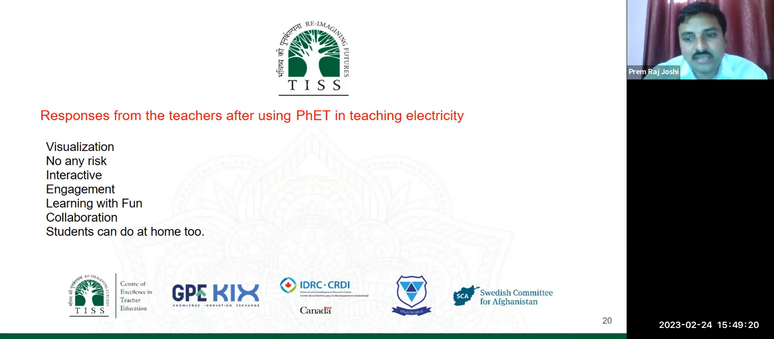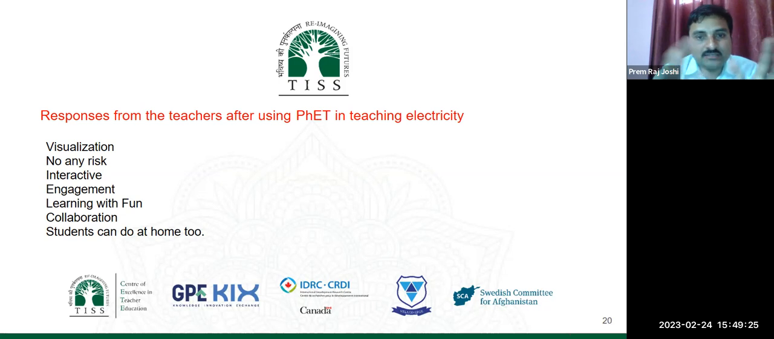The common responses that the teachers gave after implementing the PHET simulation throughout the action research, because they were also engaged with me for a long time. What they have said is that PHET has really increased visualization, because if we are teaching in a theoretical way, it is very abstract in nature. So one of the very big advantages is the visualization, right? A student can see, for example, the direction of the current and electrons, where the current is flowing, where the electron is flowing. There is also no kind of risk, right? But in lab-based activities, we need to be aware of so many precautions. And interactive means we have control over the variables, right? We can change the resistance as per our interest. We can change the voltage and so on.